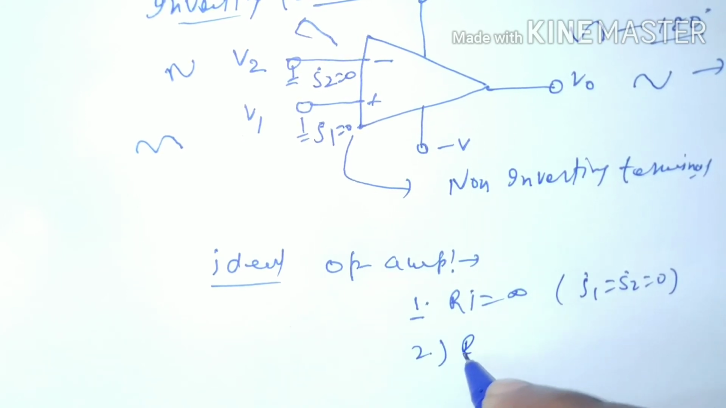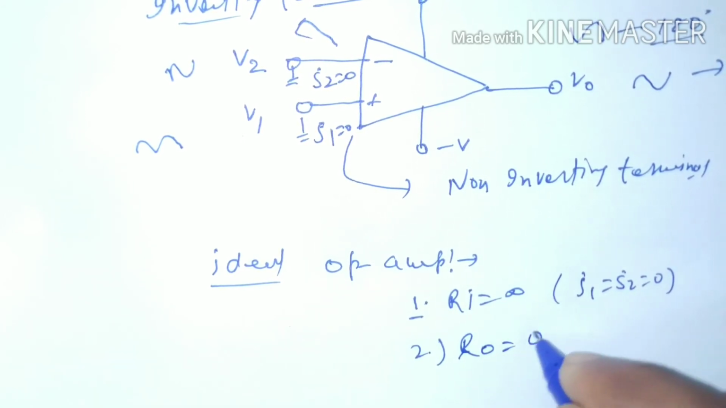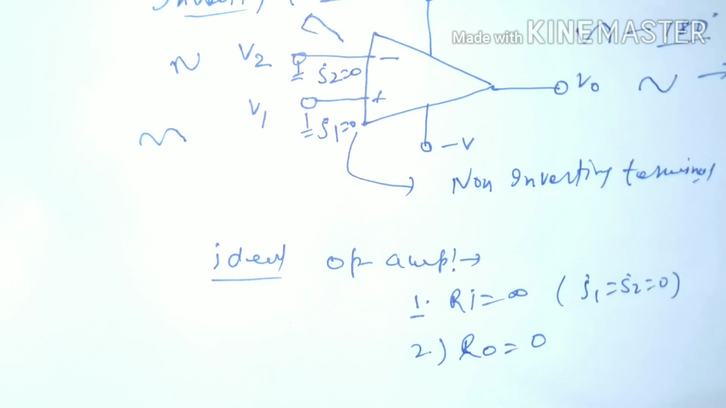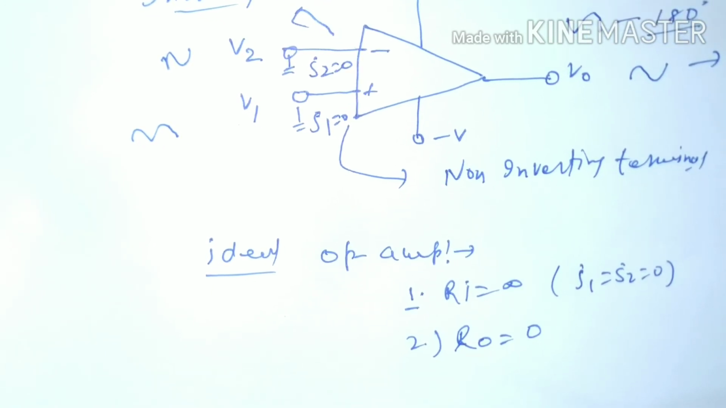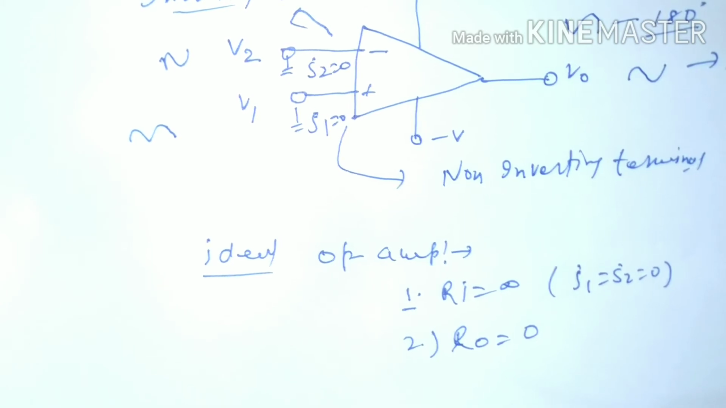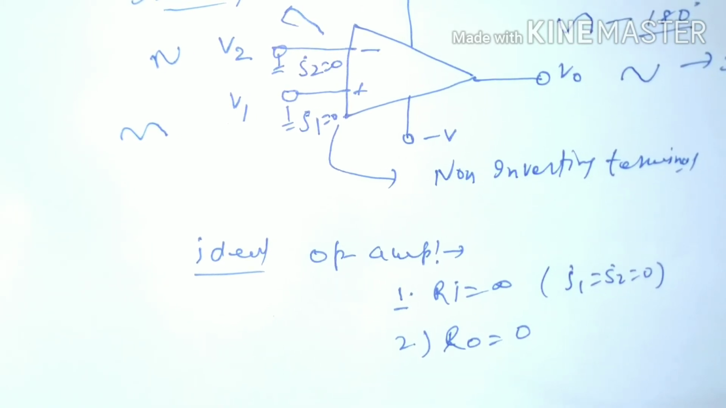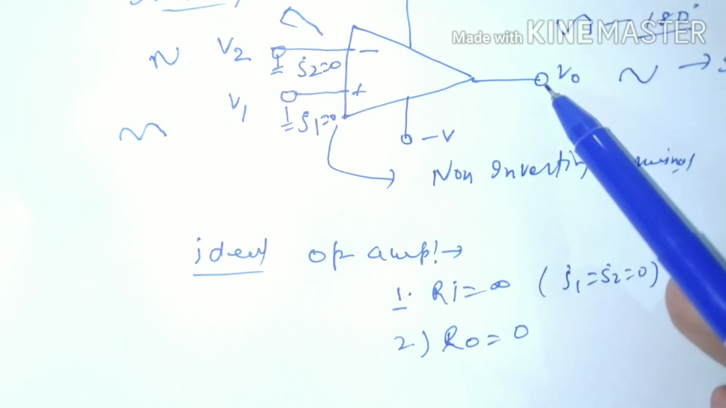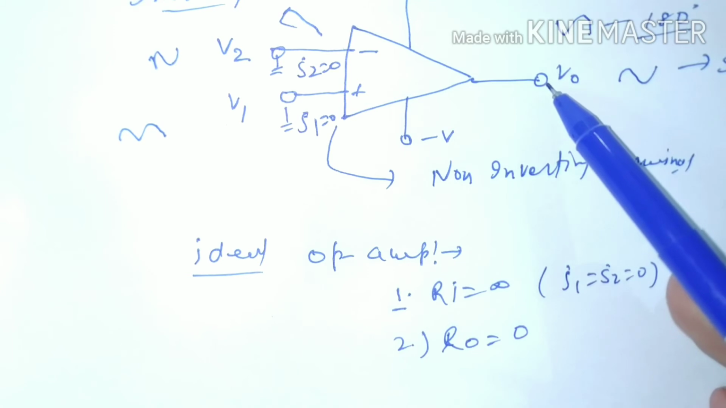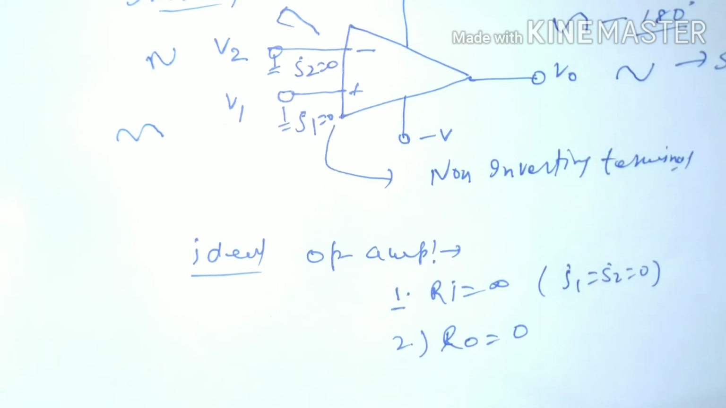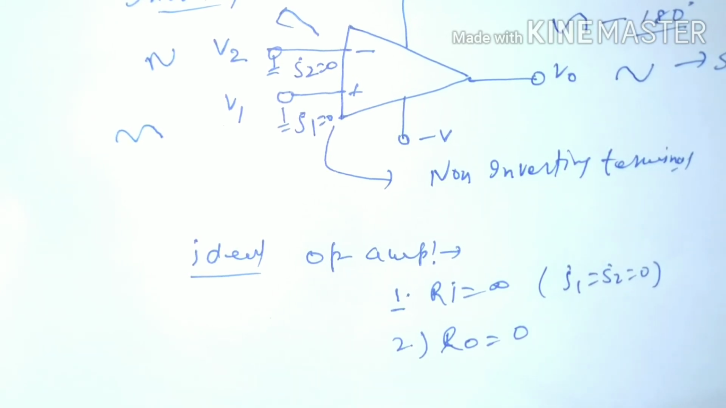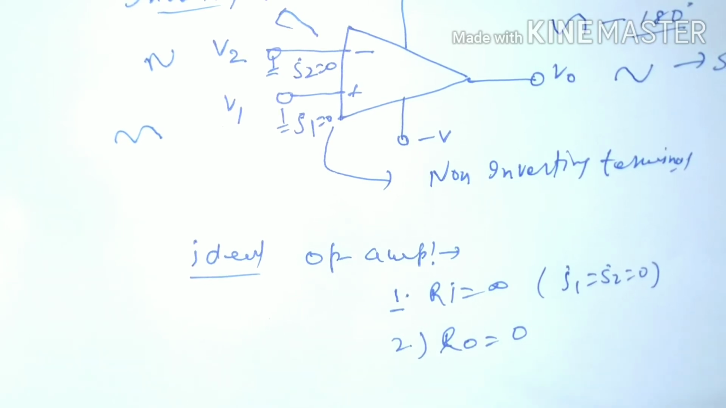Second, the output impedance will be 0. For an ideal op-amp, the output impedance is 0. What does it mean? It gives the benefit that even if we connect an infinite number of devices to the output of the op-amp, its performance will not change. So the output impedance of the op-amp will be 0.